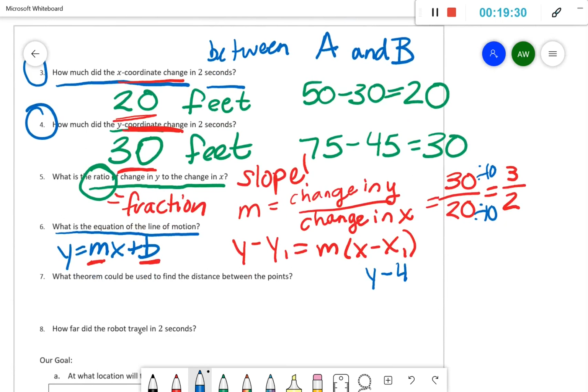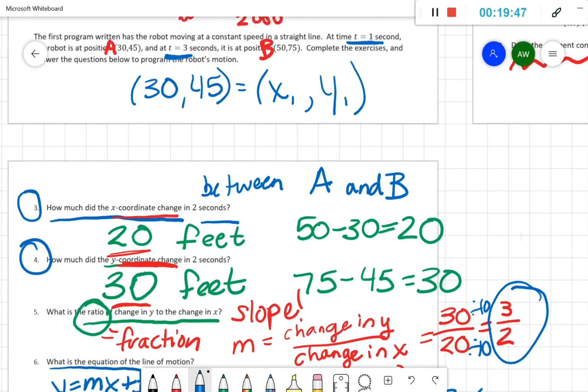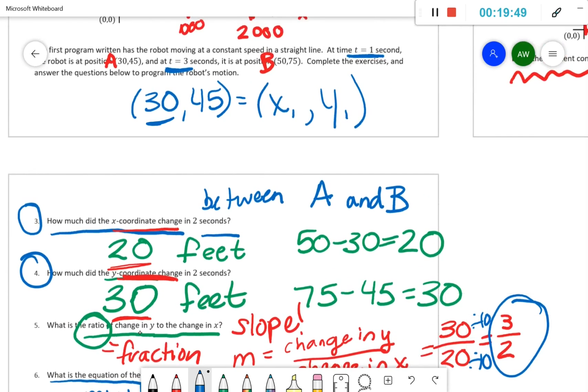So y minus 45 is equal to m, my slope. I found that up here. It's my 3 over 2. And then I know that in parentheses I have x minus x1, which in this case is 30.